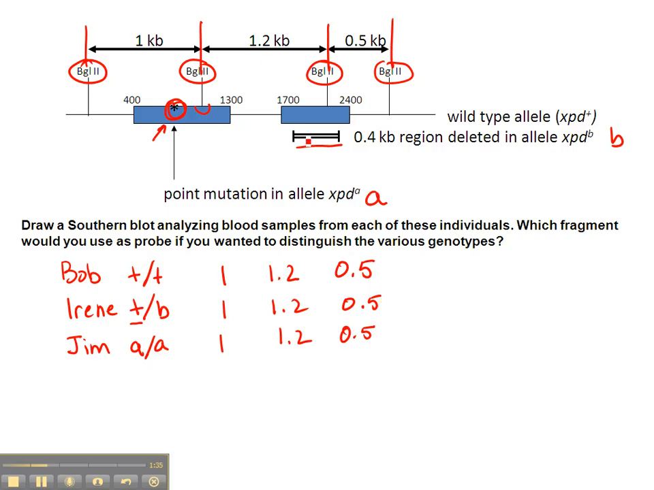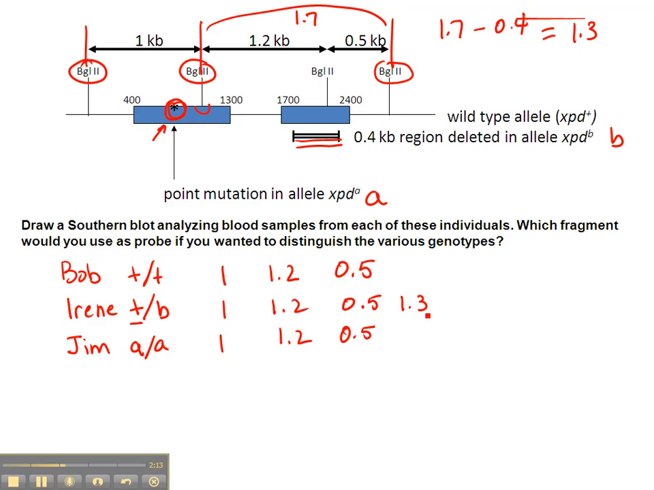So we're going to look now at the deletion allele of Irene. Now the deletion happens to destroy one of the Bagel2 sites by just deleting it. If the Bagel2 site had been eliminated just by a point mutation that changed the recognition site so that Bagel2 could no longer cut there, that would cause a 1.7 kb fragment when the 1.2 and the 0.5 are added together. But in Irene, it's not just going to be 1.7 because she has the 0.4 kb deletion. So 1.7 minus 0.4 is going to result in a 1.3 kb fragment. So we'll see that fragment as well for Irene.